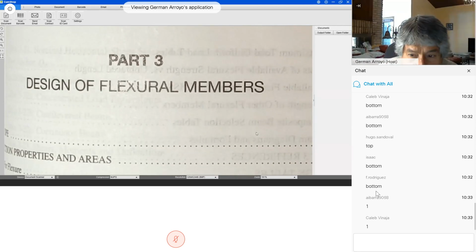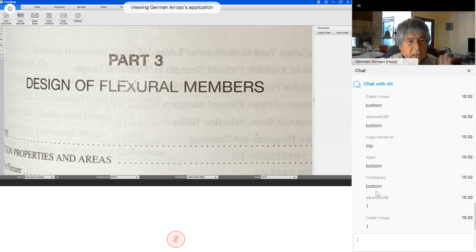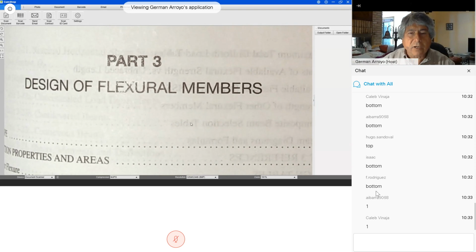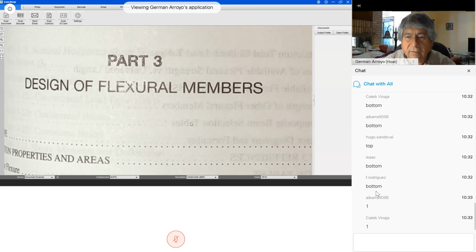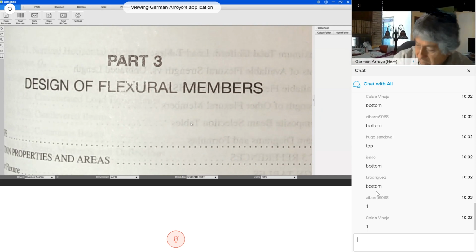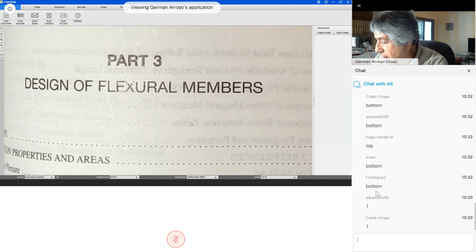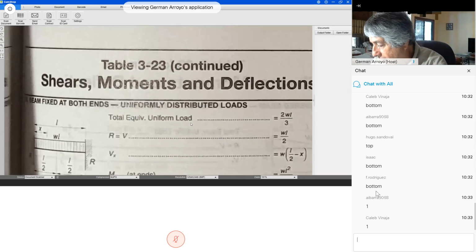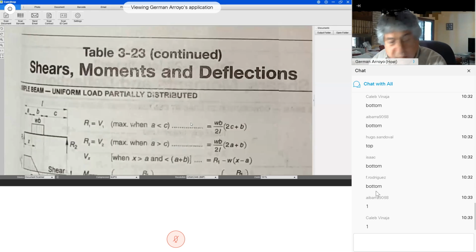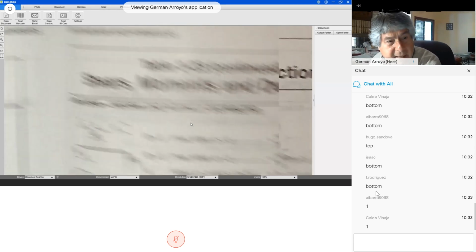In chapter 3, you have everything that you need for the design of beams. Bending, as you remember from mechanical solid, bending and flexure are exactly the same. So chapter 4 deals with columns, chapter 3 with beams. I'm going to go directly to the end of the chapter, and I want you to go to chapter 3, page 208.